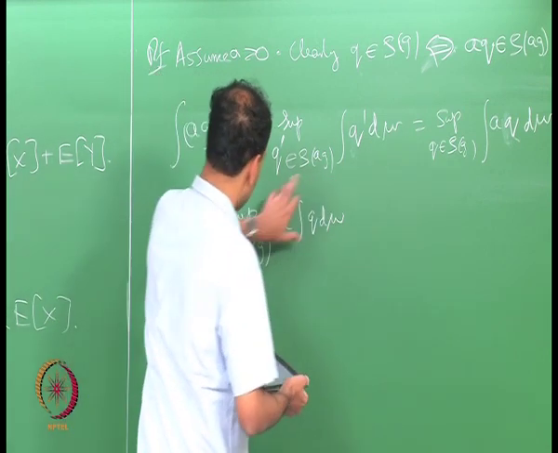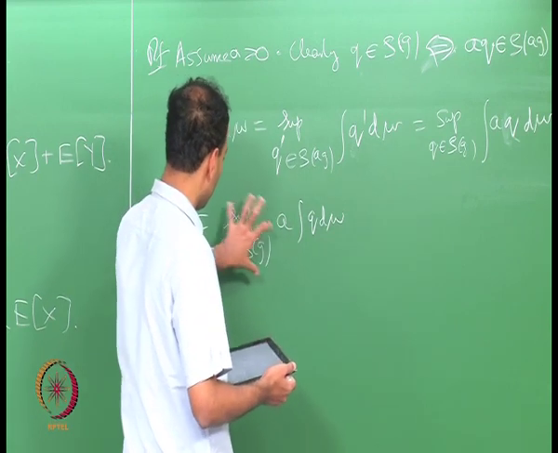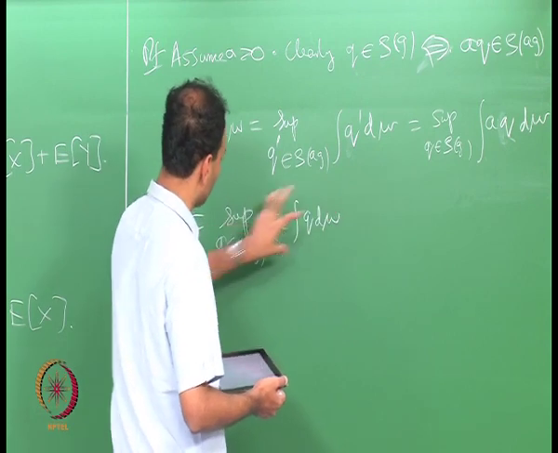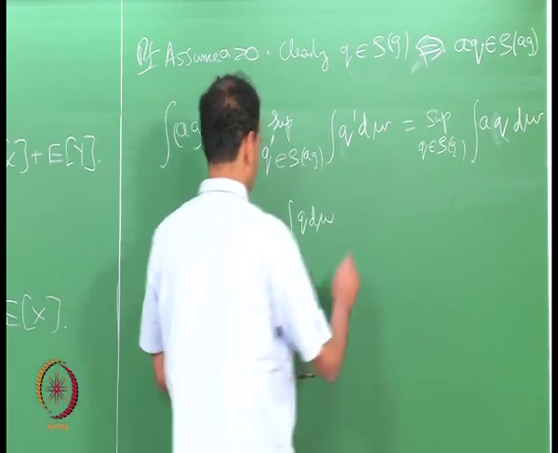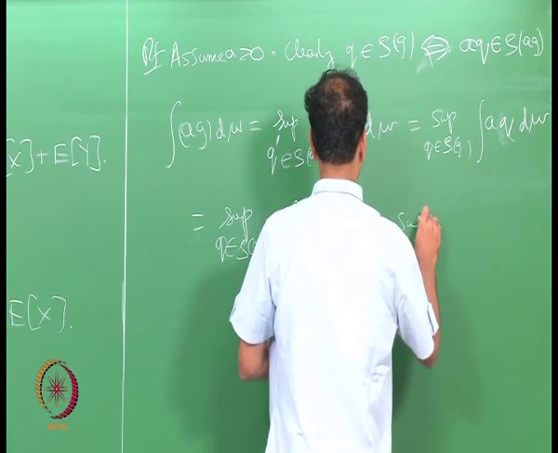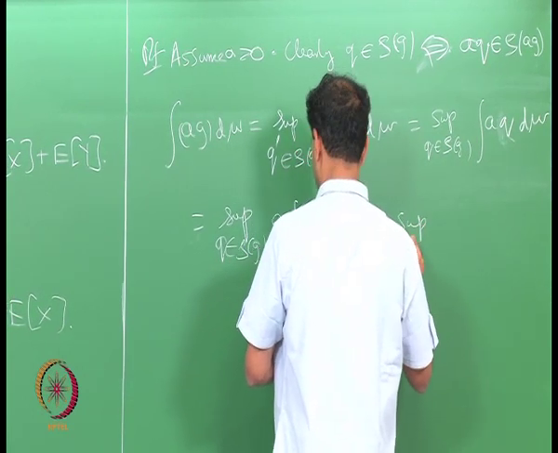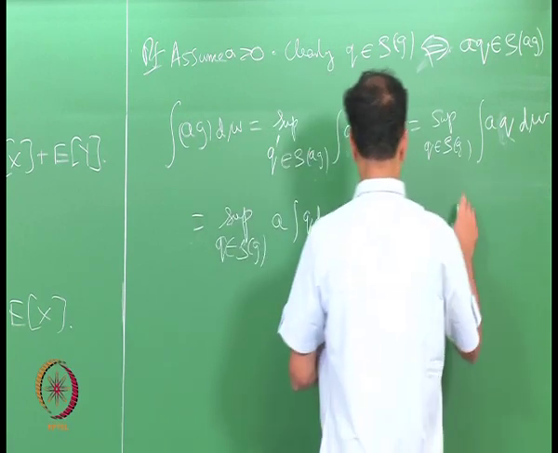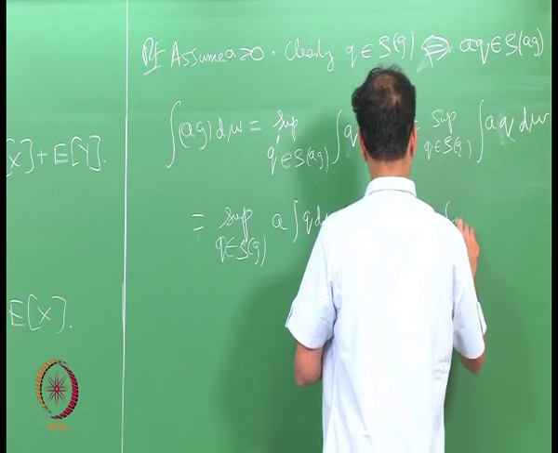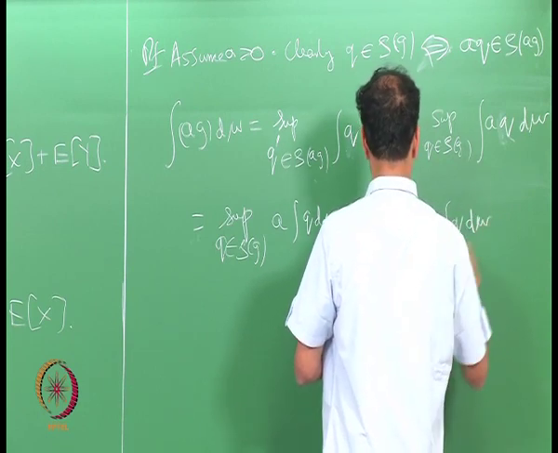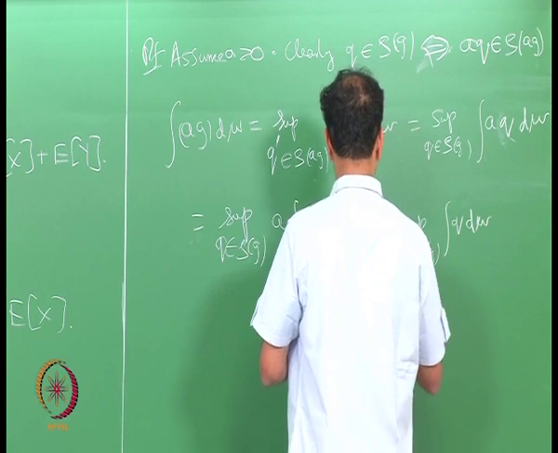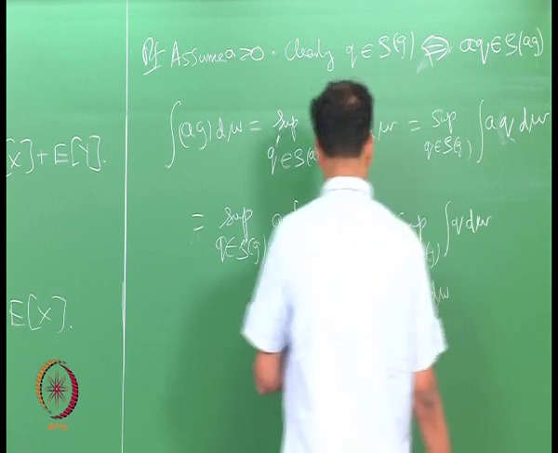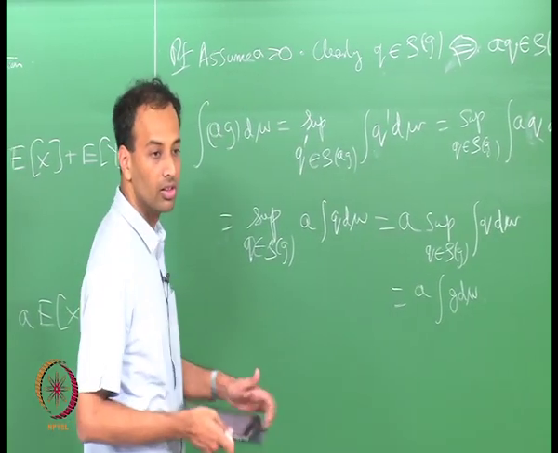Now, this a is non-negative. So, the supremum of that set of numbers will be the same as a times the supremum of the integral of q d mu over q belonging to S of g. This is because a is non-negative. And this is equal to a times the integral of g d mu, by definition.